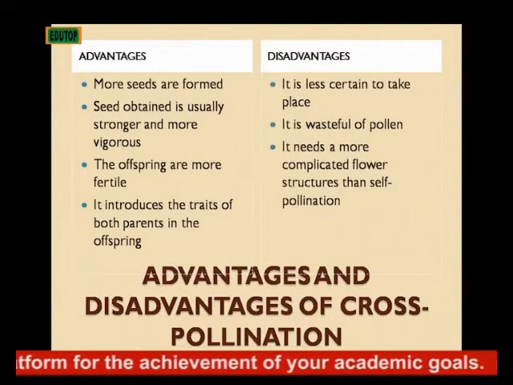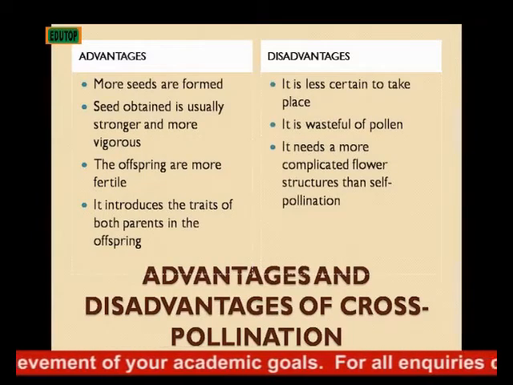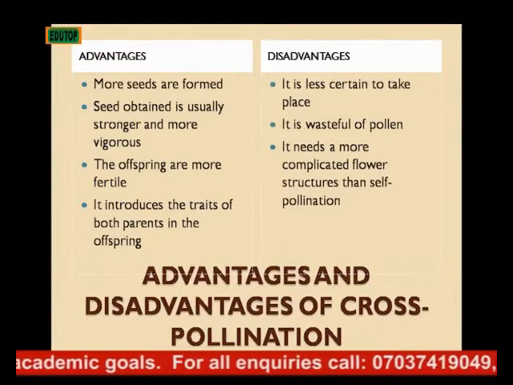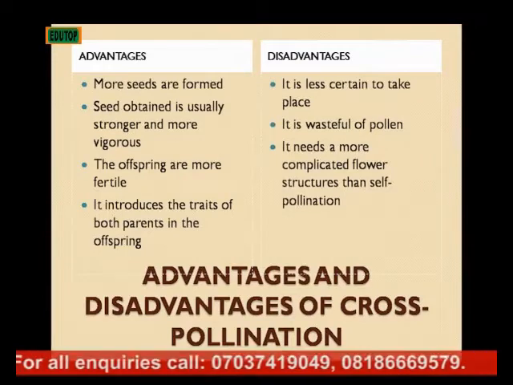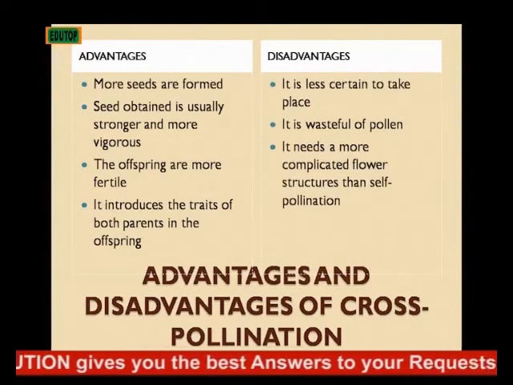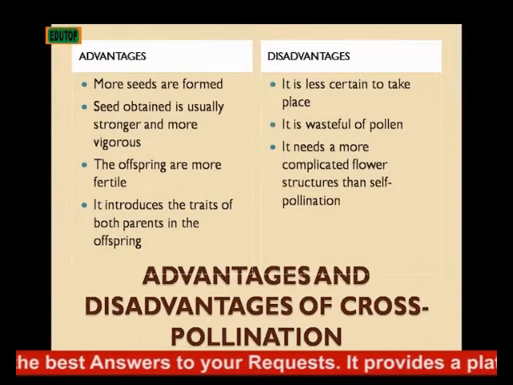Then the disadvantages of cross-pollination. First, it is less certain that it will take place. It's not a guaranteed process. It's less certain because when the anther of a particular plant matures, the stigma of the other plant that you want to cross-pollinate with may not be ready. So it's less certain that cross-pollination will take place.